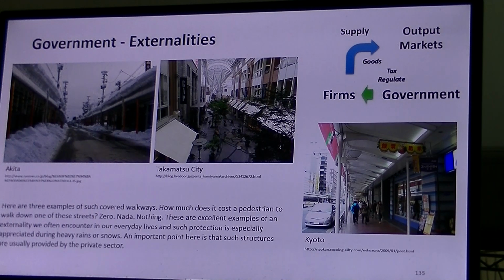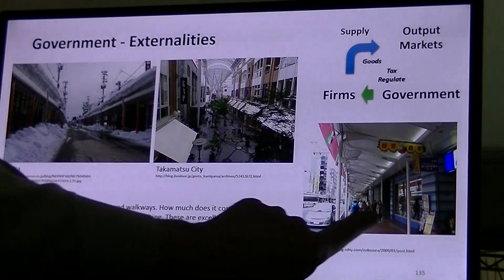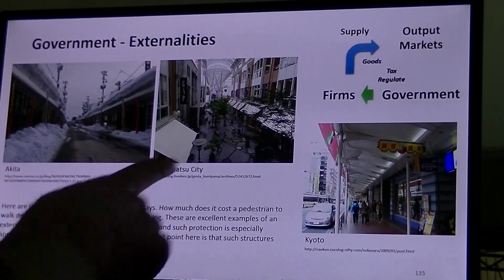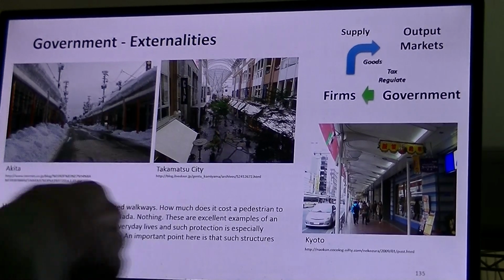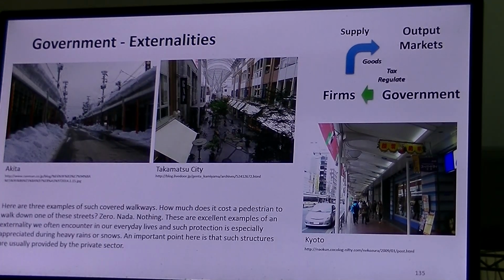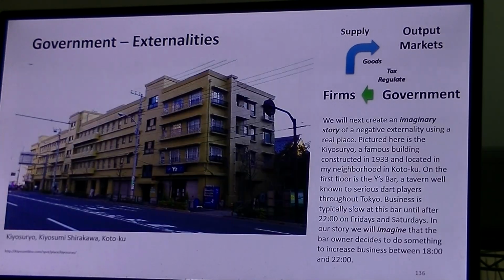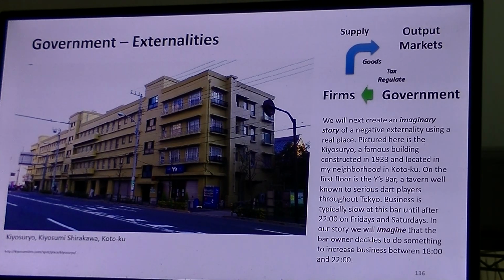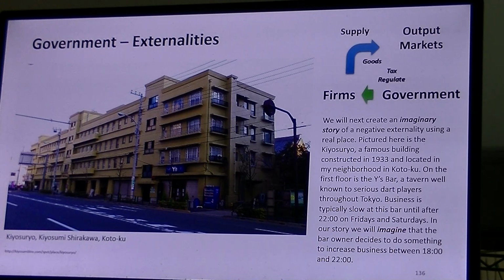Now these structures are usually provided by the private sector, and here's the people that are experiencing externalities. These people walking here, they're experiencing an externality. It's a positive externality from that. Now we're going to look at an imaginative story of a negative externality. I like to show you pictures from my neighborhood.